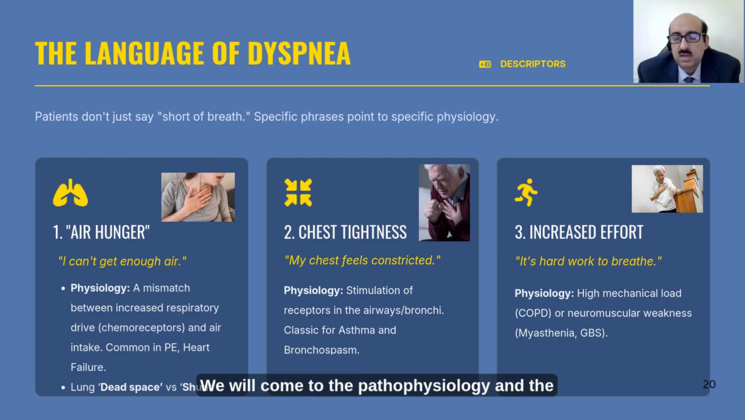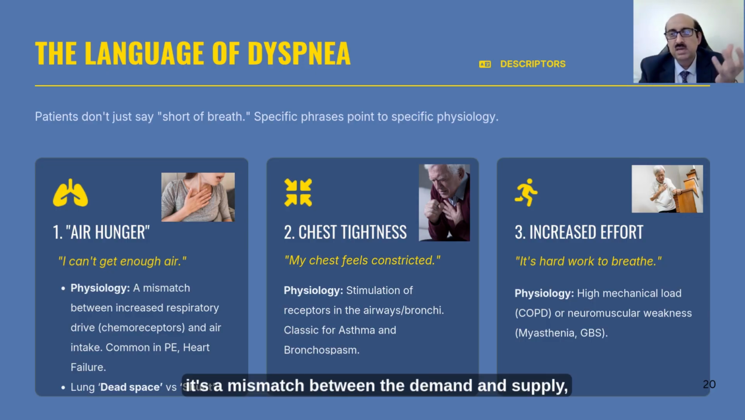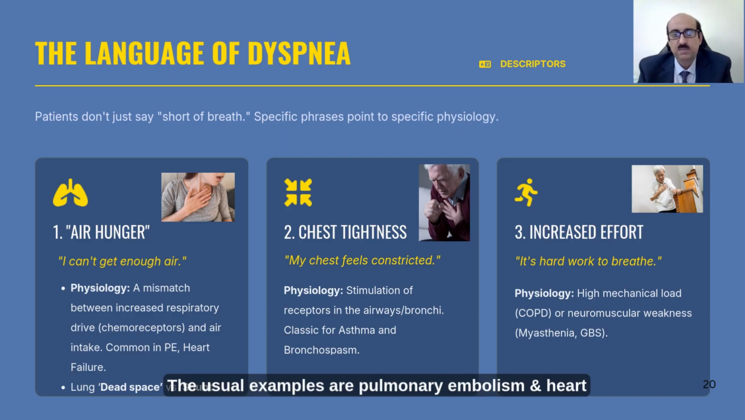Why does it occur? We will come to the pathophysiology and the physiology later on, in more detail. But basically, it's a mismatch between the demand and supply: the driver, which is the brain respiratory control, and the intake, the mechanical aspect of the driver translating into the chest wall and alveolar arterial oxygenation. So we'll come to that. The usual examples are pulmonary embolism and heart failure.